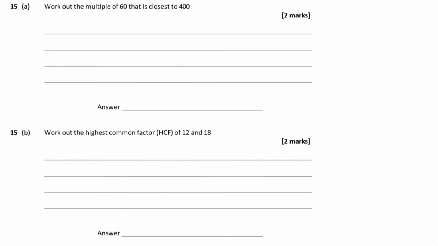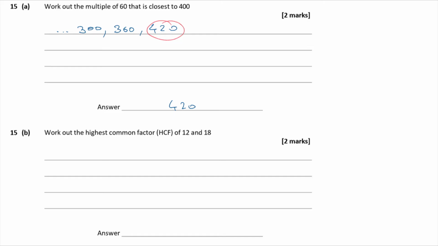Okay. Question 15a. Work out the multiple of 60 that is closest to 400. Well, I know 5 60s is 300, so I'm going to just miss out the first few and start at 300. So 300, then 360, and then 420. The difference between 360 and 400 is 40. The difference between 420 and 400 is 20. So that one is the closest, isn't it? So 420 is the closest multiple of 60 to 400.